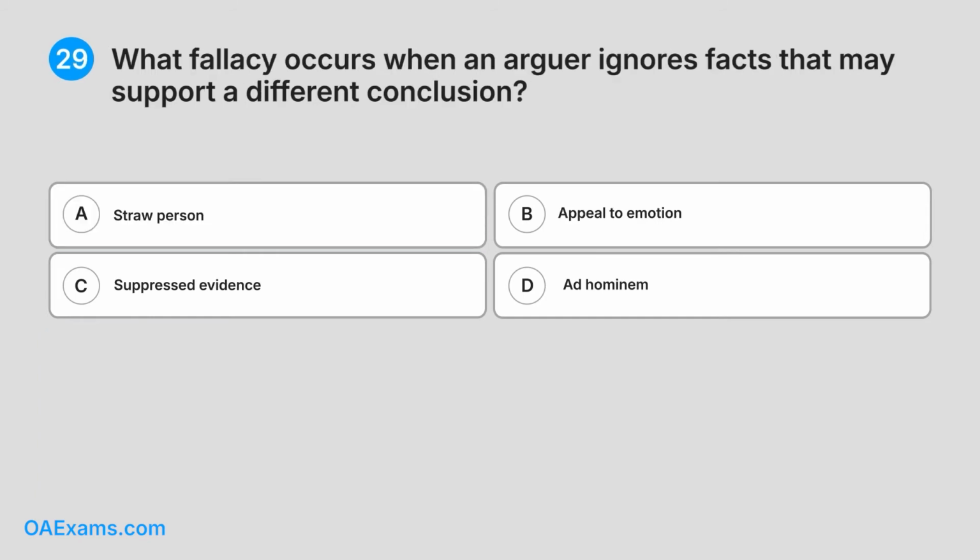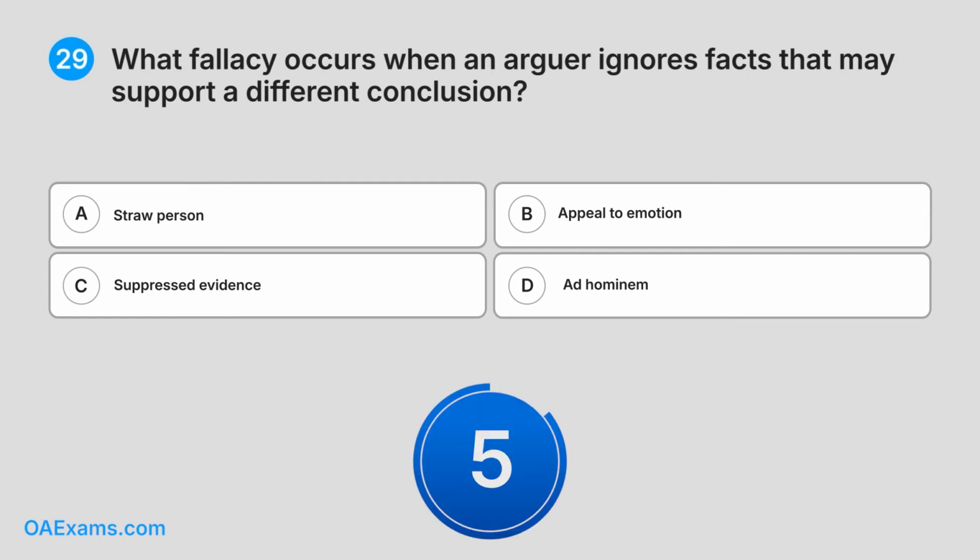What fallacy occurs when an arguer ignores facts that may support a different conclusion? A. Straw person, B. Appeal to emotion, C. Suppressed evidence, D. Ad hominem? Do you know the answer?